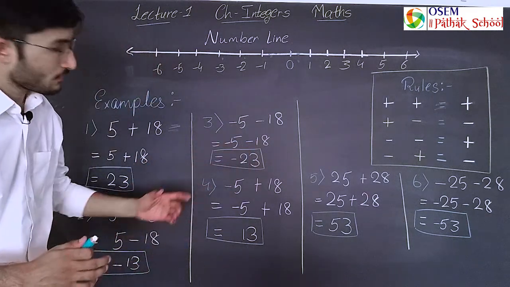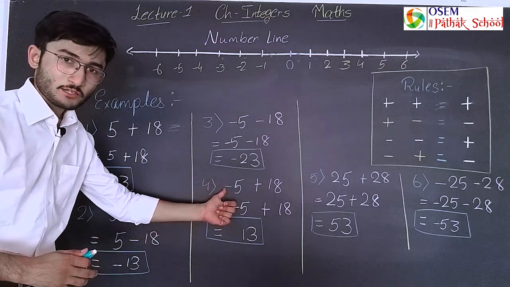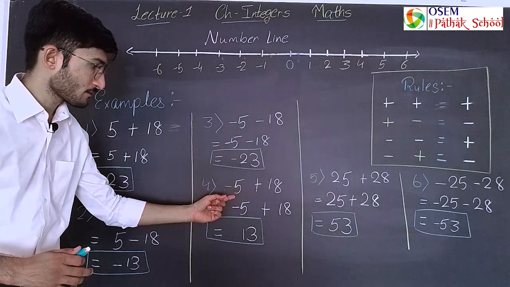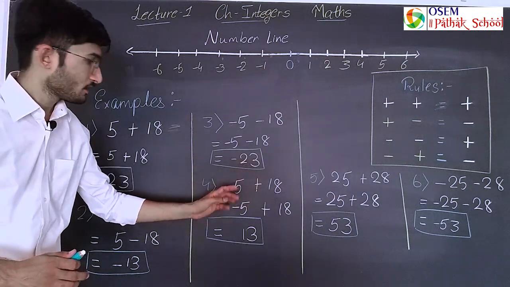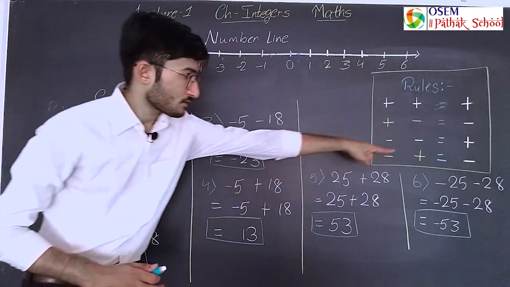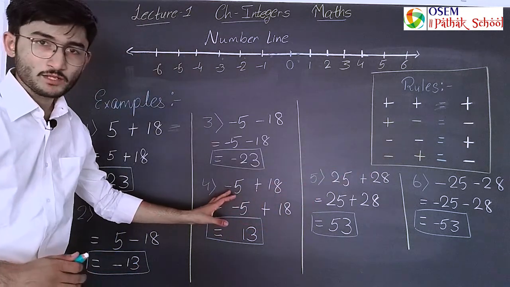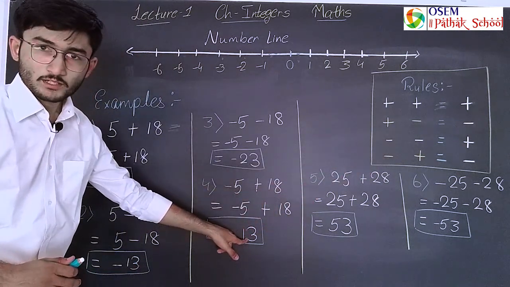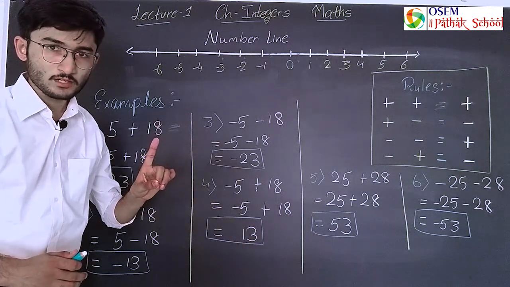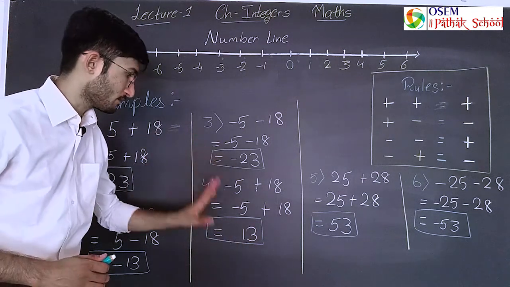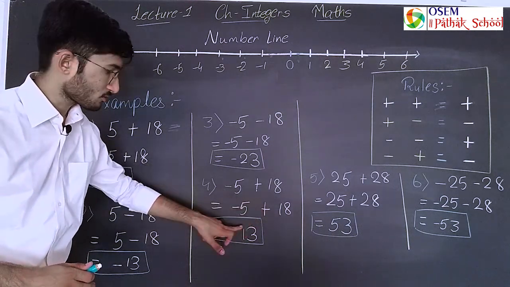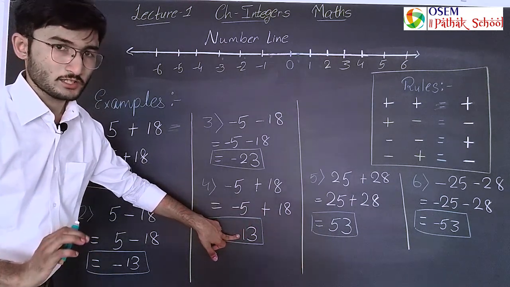Example number 4. Minus 5 plus 18. We have one negative integer and one positive integer. Minus plus, so subtract both the numbers. 18 minus 5 is equal to 13. And the sign of which number? Yes, the bigger number. So we have to write the sign of 18, that is plus. So the answer is positive 13.